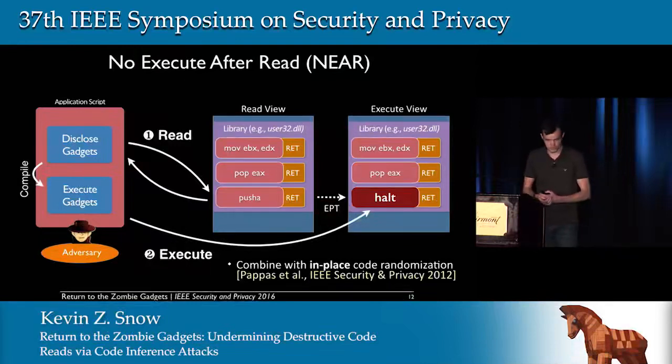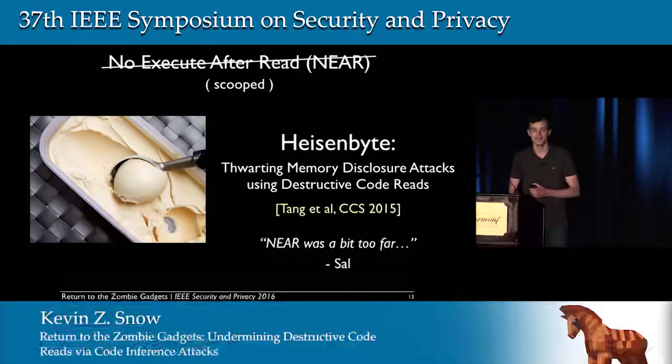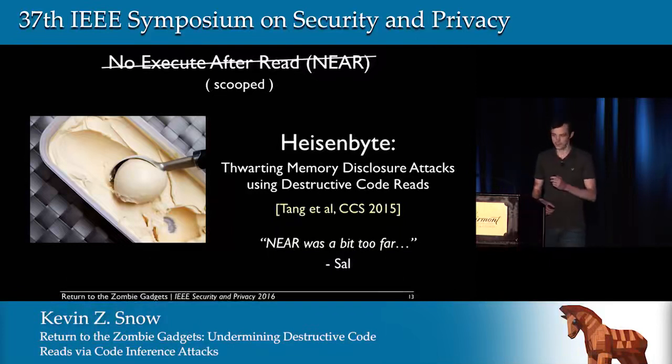actions from occurring. So we combined this no execute after read primitive with a fine-grained randomization scheme that works in a binary compatible way, did some experiments, wrote a paper up, and then we saw that someone had just published this paper at CCS this last year with the exact same idea. This was Heisenbyte, thwarting memory disclosure attacks using destructive reads. We went back and forth with the authors of this paper a little bit, and they kindly informed us that our solution, NEAR, was just a bit too far. And it's true, we took a little too long getting it out the door.